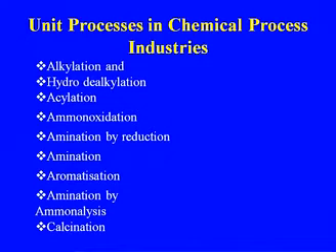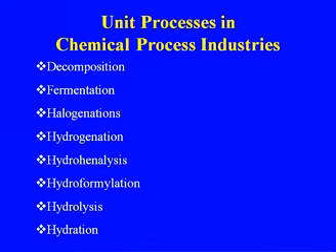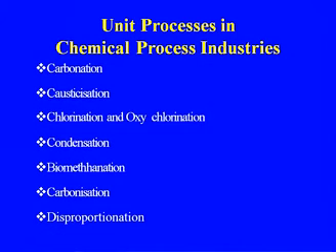Now we will discuss the unit processes in the chemical process industry. What are the various unit processes that we are using? Alkylation, hydroalkylation, acylation, ammono-oxidation, amination by reduction, amination, aromatization, amination by aminolysis, calcination, decomposition, fermentation, halogenation, hydrogenation, hydroformylation, hydrolysis, hydration, carbonation, causticization, chlorination and oxychlorination.